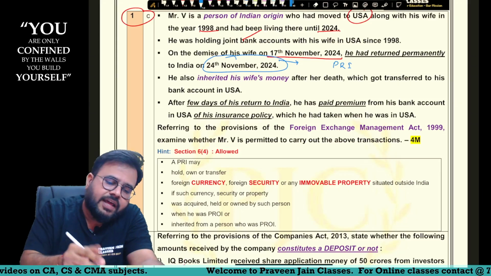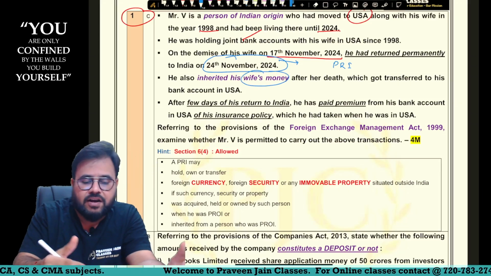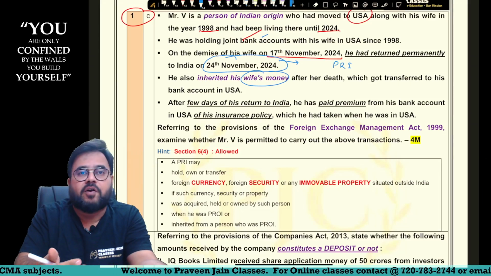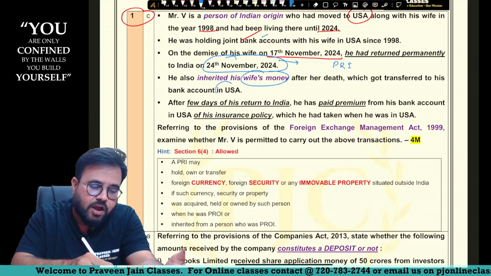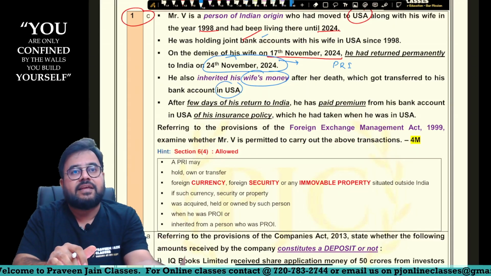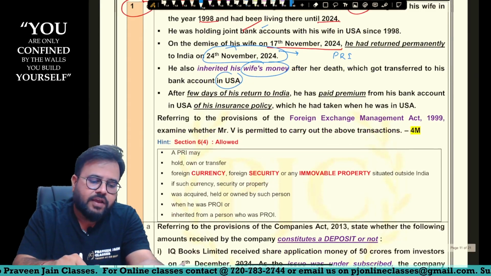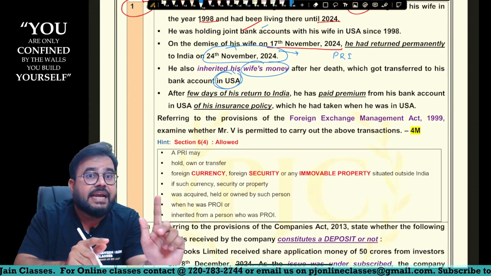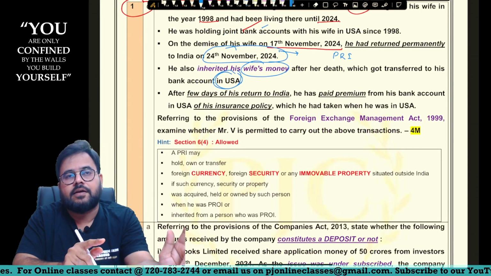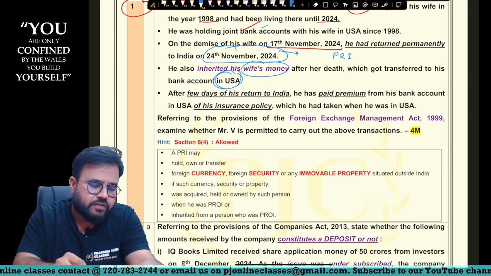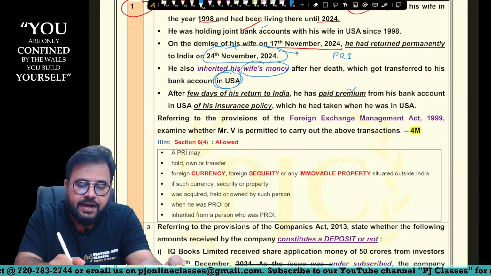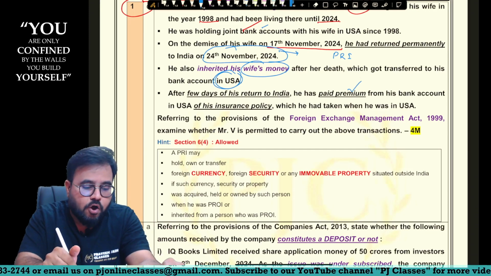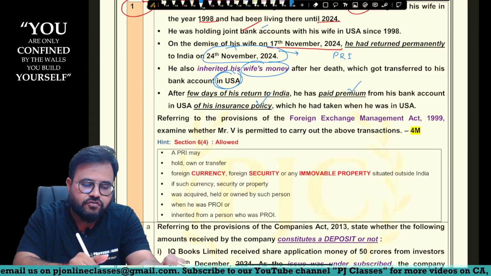He also inherited his wife's money after her death. Obviously, the joint bank account, whatever money was there, sir. So he has inherited it, sir, which got transferred to his bank account in USA. So still money is lying in USA only, sir. So can I say whatever money was there, it was earned in USA and it is held in US accounts only, sir. After a few days of his return to India, he has paid a premium from his bank account in USA of his insurance policy.